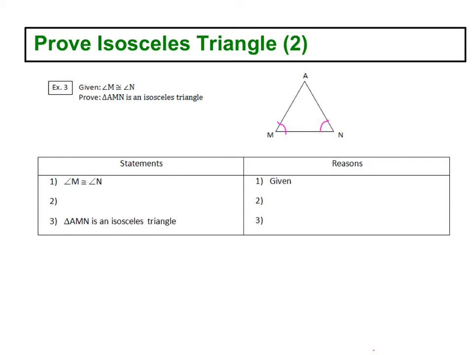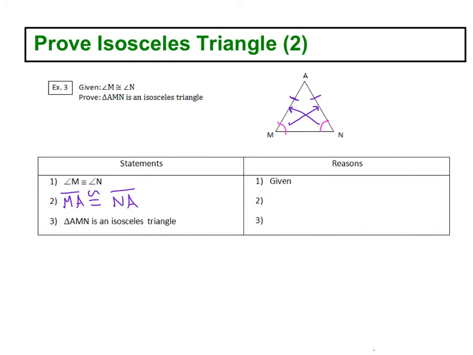Now, we just learned this: if you have base angles that are congruent, that tells you that the opposite legs will also be congruent. So that's what we can say next. We can say that side MA is congruent to side NA.